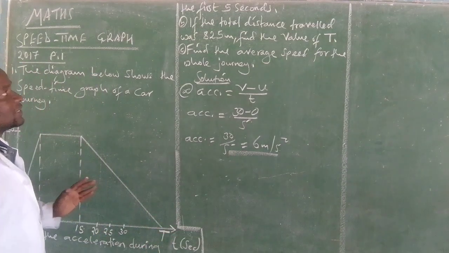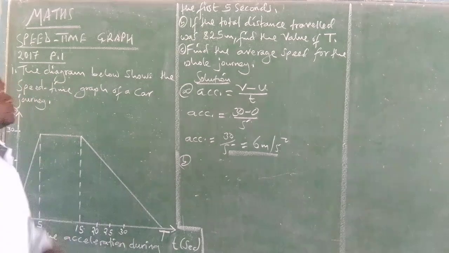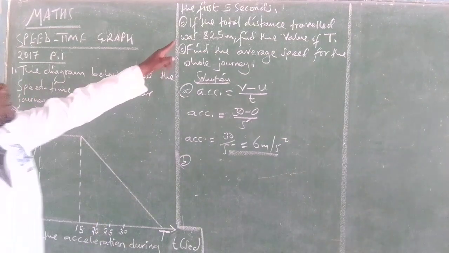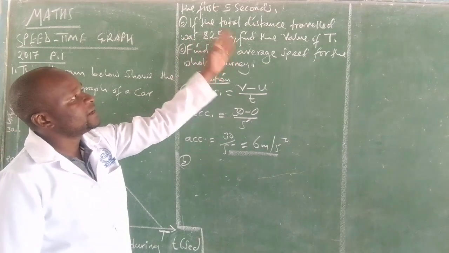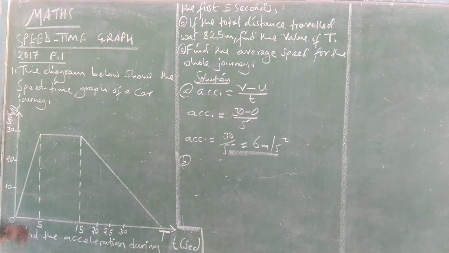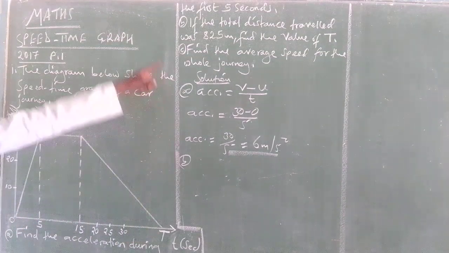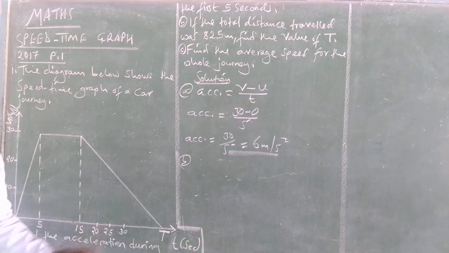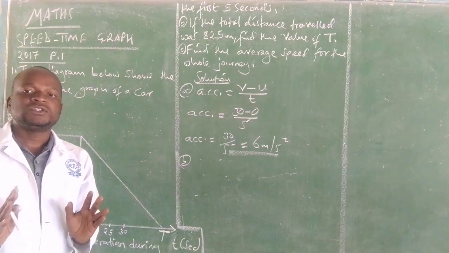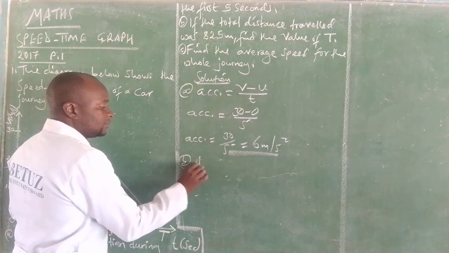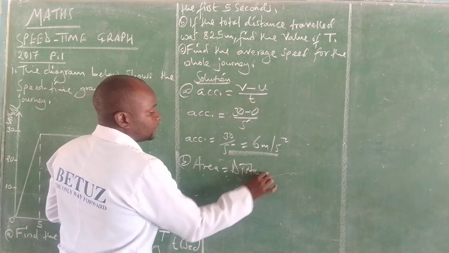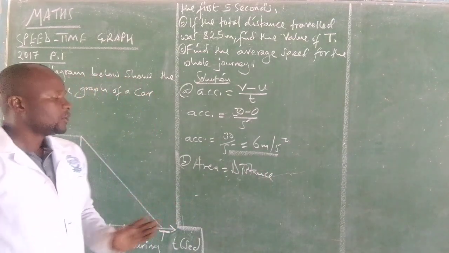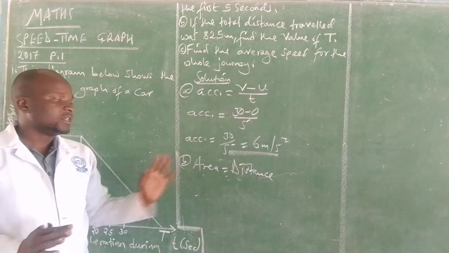As simple as that. Shall we go to question B, which says, if the total distance traveled was 825 meters, find the value of t. They have given us the total distance the car traveled, which is 825. To find the value of t, what is important to understand is that area is equal to distance. This is the concept in speed time graphs. So the area is equal to the distance covered.